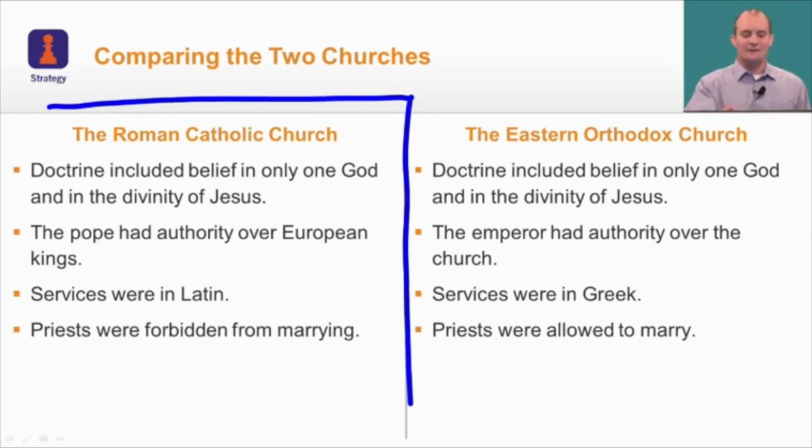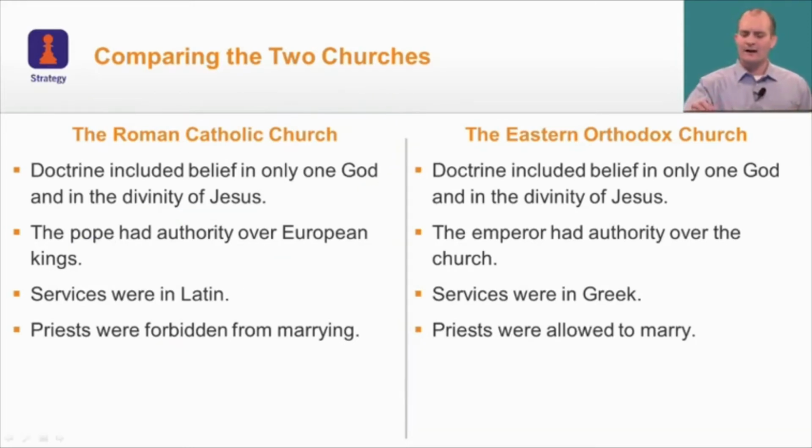Now their doctrine included belief in only one God, also in the divinity of Jesus. The Pope had authority over all of these European kings. So you had the Pope at the top and all of the kings. The services were held in Latin, and the priests were not allowed to marry.